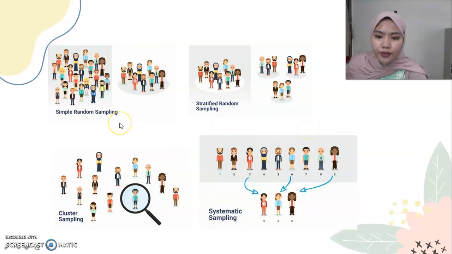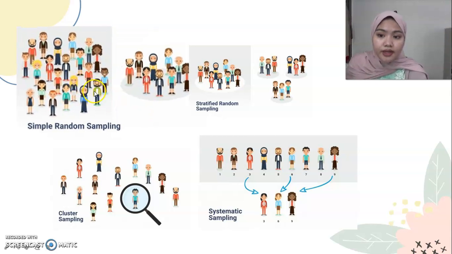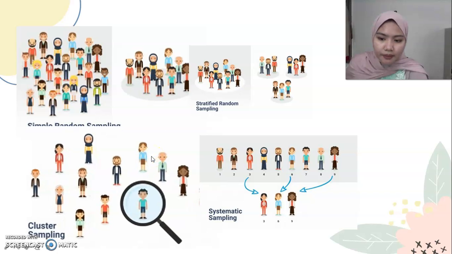Okay, now I will start with simple random sampling. Simple random sampling is a method in which every single member of the population is chosen randomly and merely by chance. While cluster sampling is something where researchers divide the entire population into sections or clusters that represent the population. It is usually based on age, gender, and location.